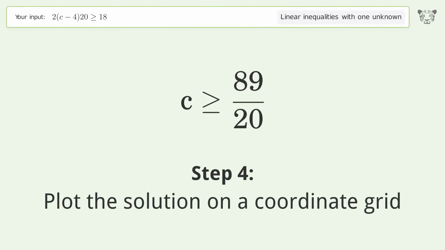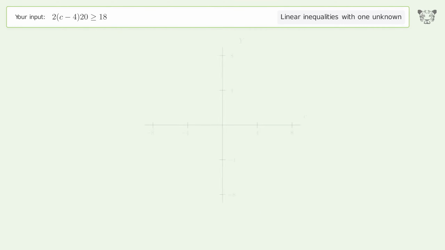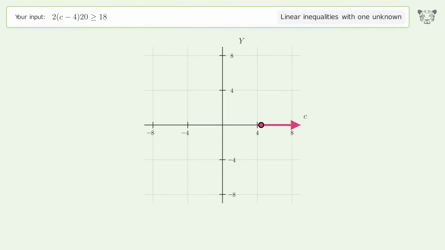Plot the solution on a coordinate grid. And so the final result is c equal or greater than 89/20 equal or greater than 49/20.